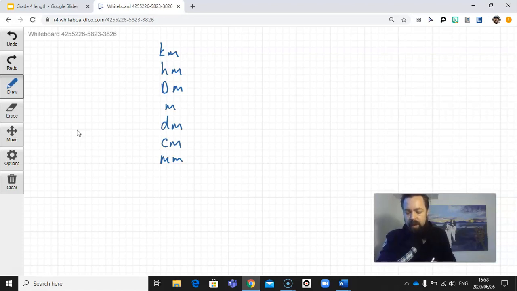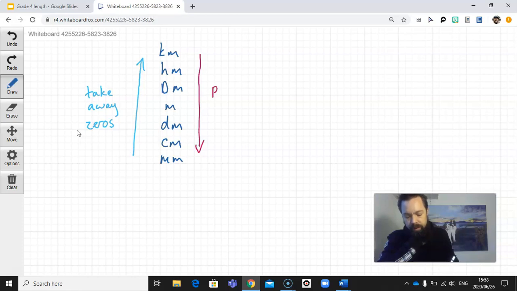Right. So what I'm going to put in here before we start with some examples is when we go up, when we go from a smaller unit to a bigger unit, we take away zeros. And when we go from a big unit to a small unit, we put zeros on. Now, I deliberately said put zeros on and not add zeros because 1 plus 0 is 1.